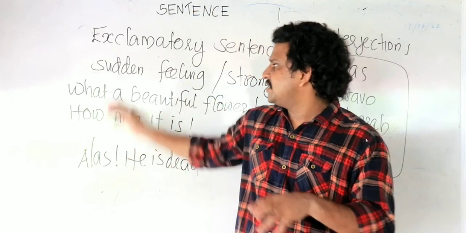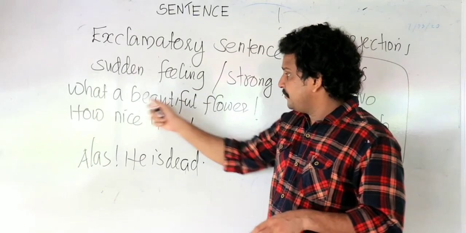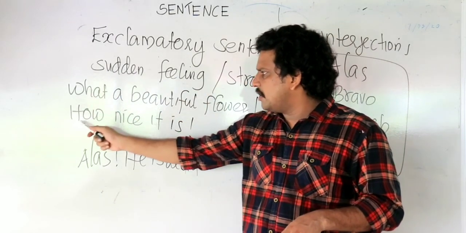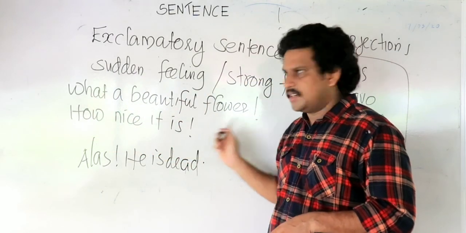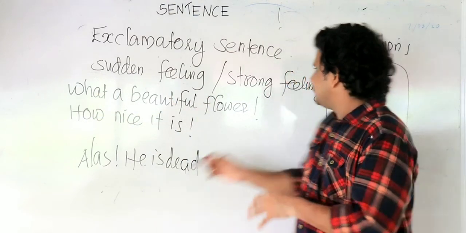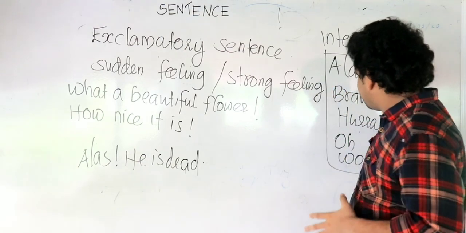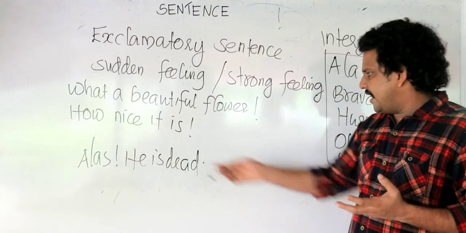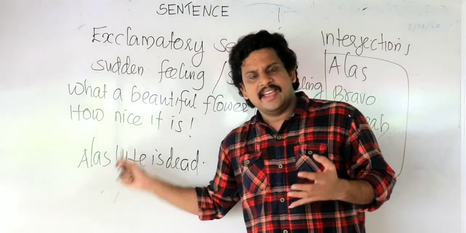Then exclamatory sentence. Sudden feeling, strong feeling. Normally begins with what, how question words, but ends with exclamation mark. But they are not questions, they are exclamatory sentences. And sometimes it begins with an interjection, alas, bravo, hooray, oh, wow, and it ends with a full stop. Here we put an exclamation mark.